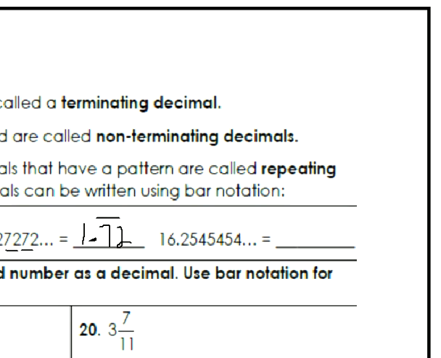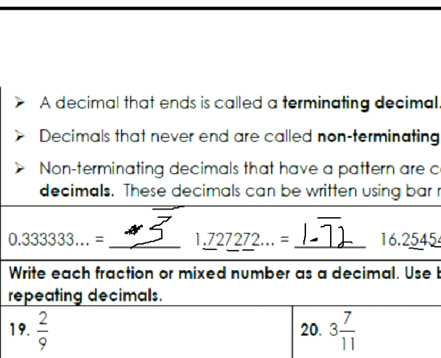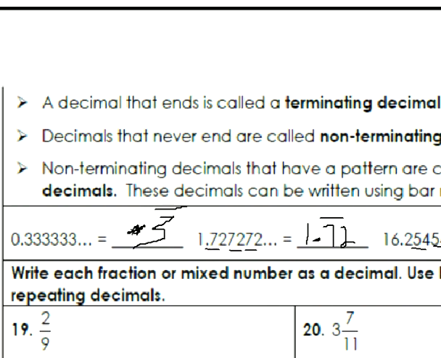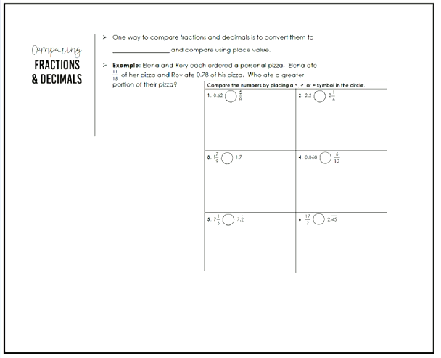And then the next one is 16.2545454... So you can see your repeating part is 54. So you would write it 16.254 and then only put the line over the 54. For the next two, which are down below, in a little bit you're going to write them as repeating decimals. But I'm going to go through a little bit more, and then I'm going to have you work on it.